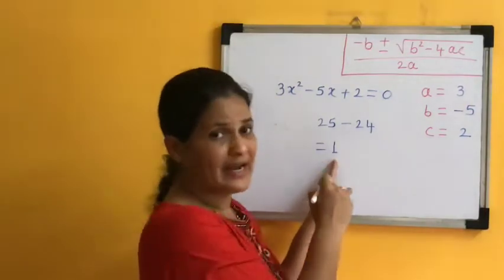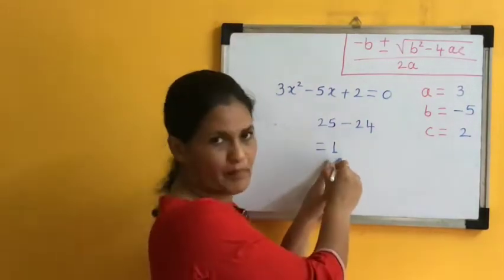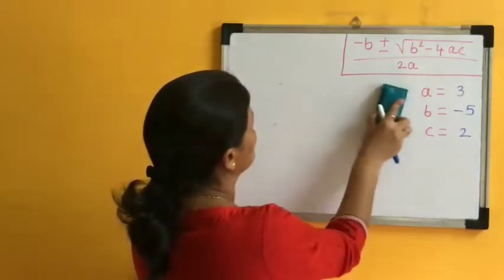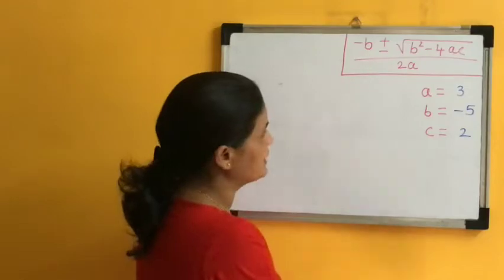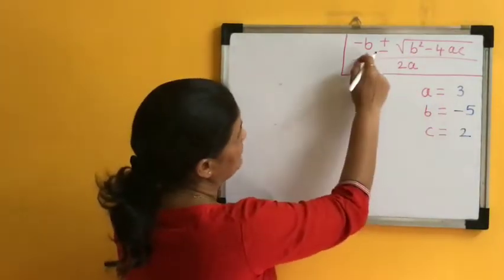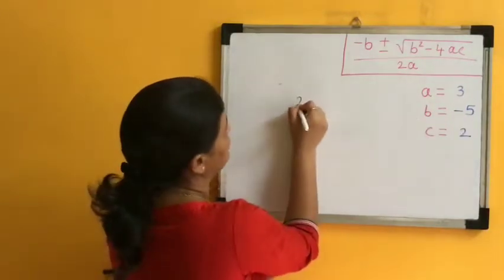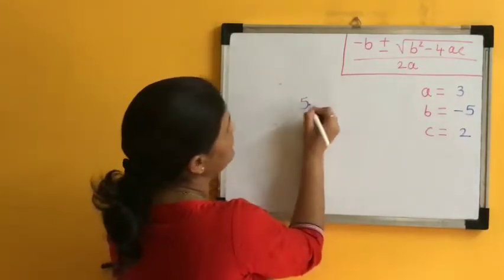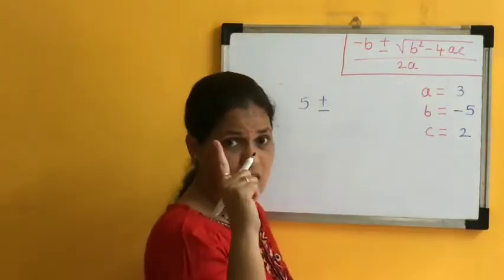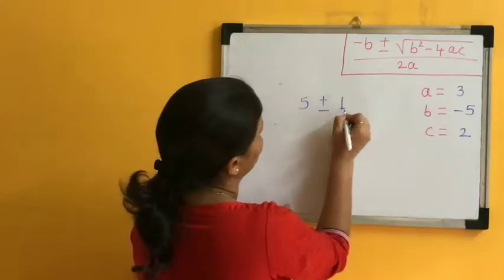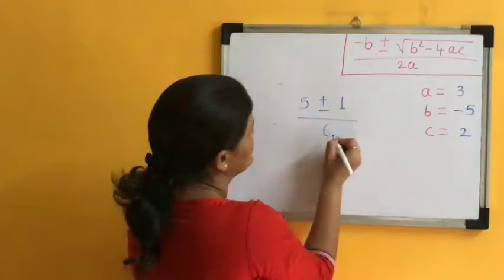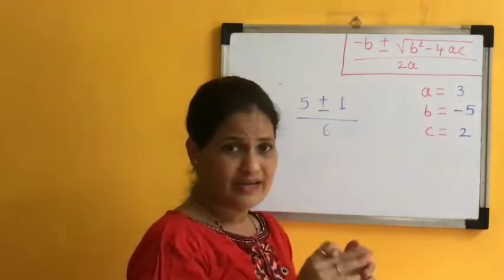So we can find out the real root of 1. That is 1 का root क्या है friends? 1 का root है 1. So now putting these values into this formula, we are getting minus minus 5, which is 5, plus minus we got b square minus 4ac as 1. So 1 upon 2a means what? 2 3s are 6. So what are our final answers or final roots?